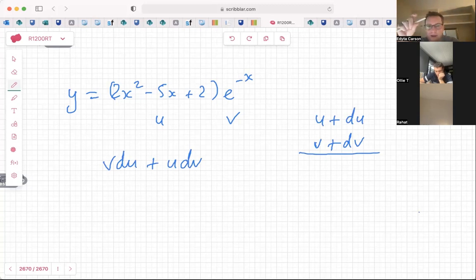So the original function is u. One of the functions is u, the other function is v. Increase them both by a little bit and see what the change is. Okay, so I'll multiply these out. The right-hand column is going to give du times dv.